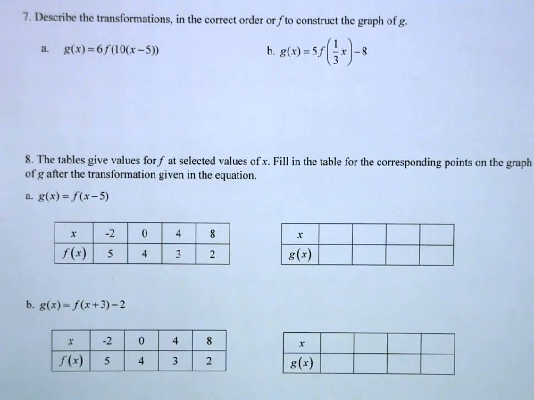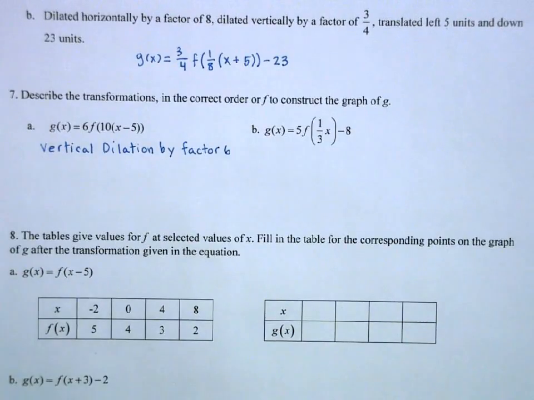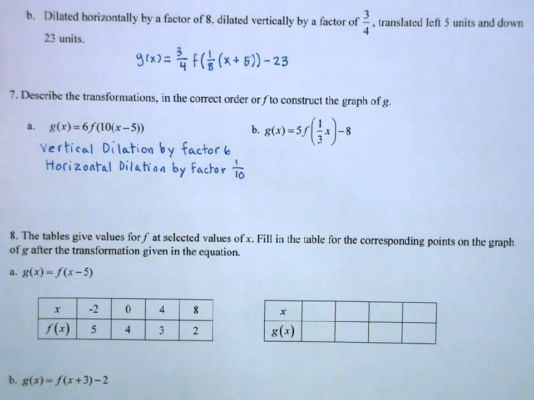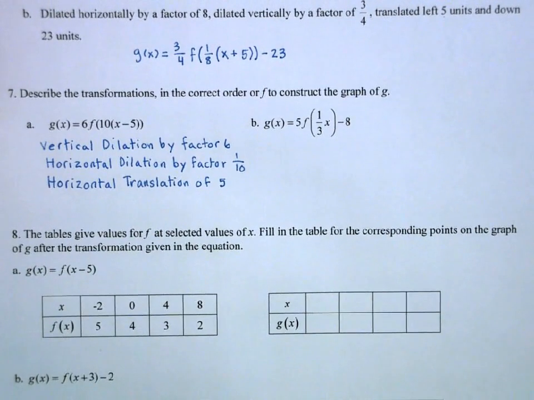Okay, so my first multiplicative is a vertical dilation by a factor of 6. My other multiplicative is the horizontal dilation of a factor of 1/10. And our additive is the minus 5 on the inside, which means we have a horizontal translation of 5, which would mean the graph would go 5 units to the right. Let's take a look at our next one.